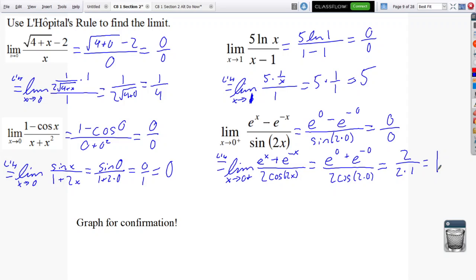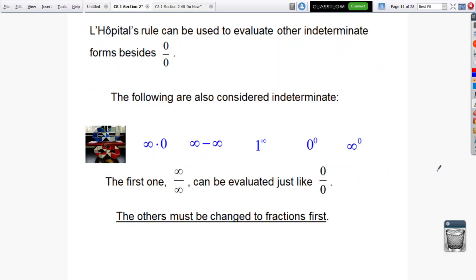And again, you could graph all of these to verify them, but I just don't have the time to pull my calculator out and graph them right now because I don't want this video to be 18 hours long. I said, go forth. And go forth again.